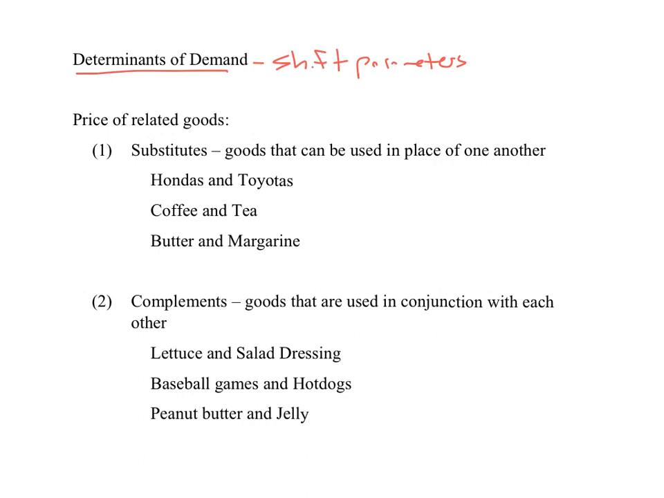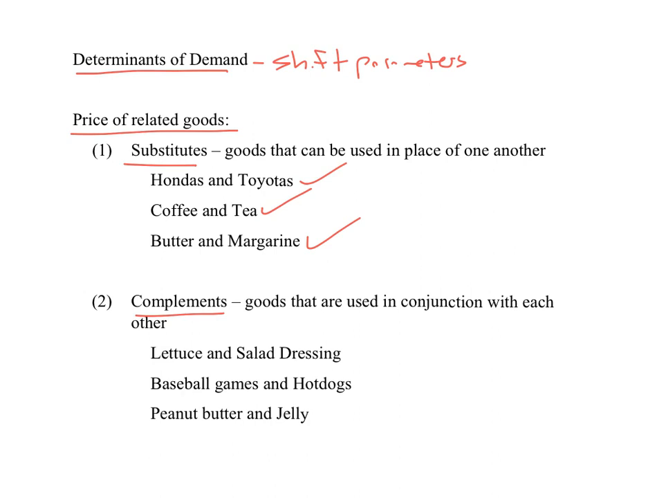The one that we want to discuss in this video is the price of related goods. These are goods that are related in consumption, and there are two types of related goods. They are called substitutes and complements. Substitutes are goods that can be used in place of one another. So, for example, Hondas and Toyotas, coffee and tea, if you enjoy hot beverages. Butter and margarine are good examples of substitute goods.